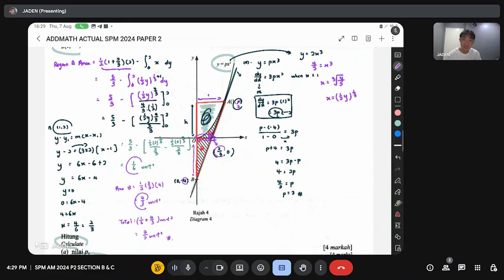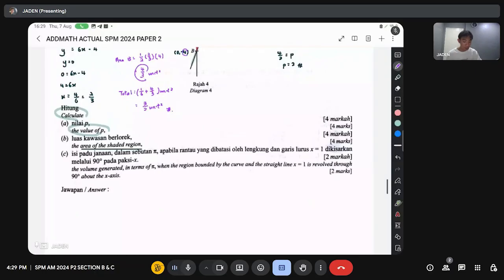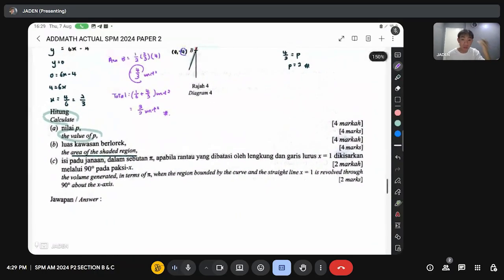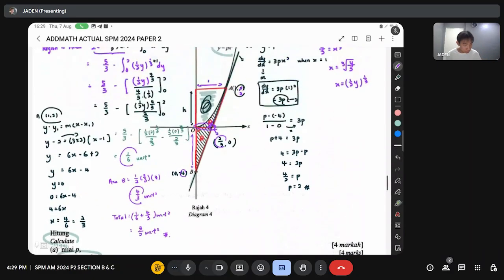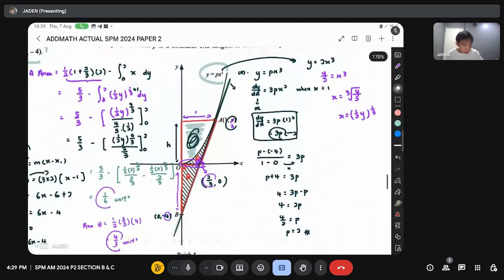Right. Let's move on to question C. Question C, they say, the volume generated in terms of pi when the region bounded by the curve and the straight line x equal to 1 is revolved through 90 degree about the x-axis. Okay, so let us just erase all this stuff. It's not related to C.